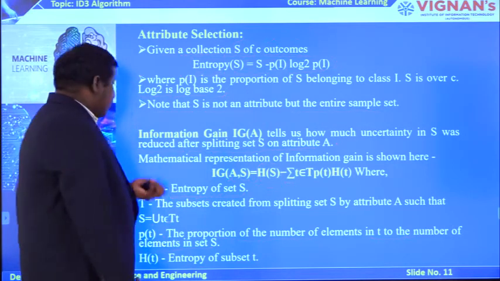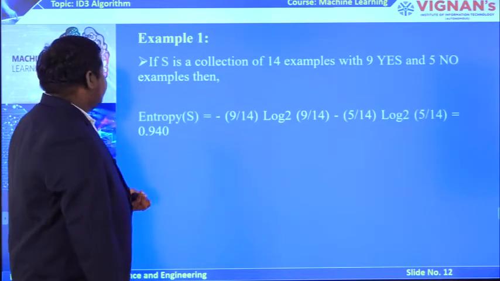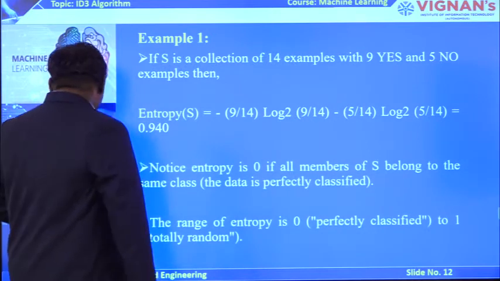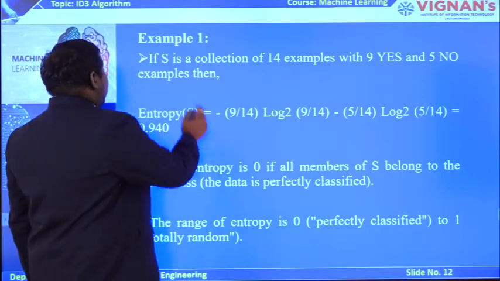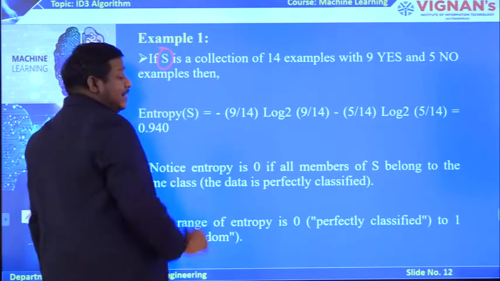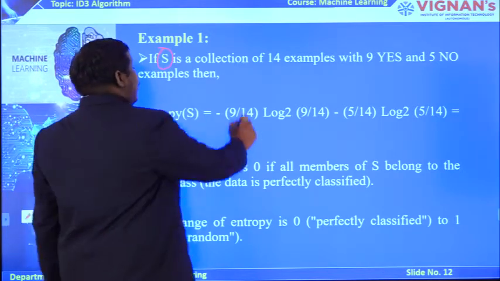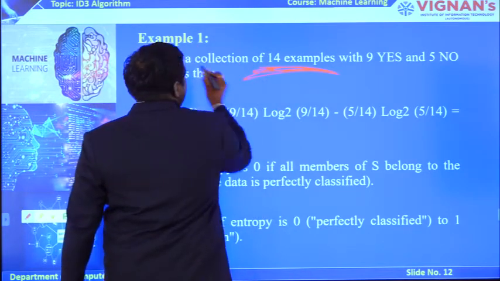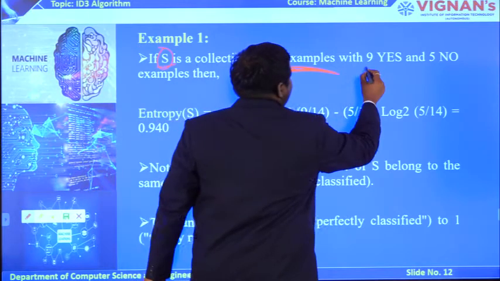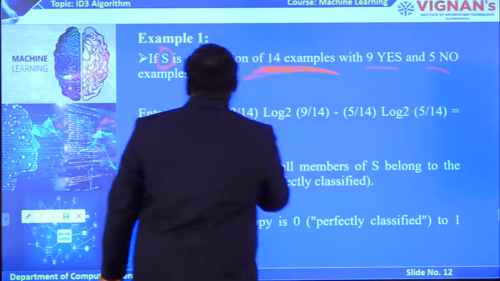Now let us see how this can be calculated for an example. We are taking an example. I told you we are taking S as a set of instances where 14 examples are there. The total number of examples in S is 14. From that we have 9 yes and 5 no examples.